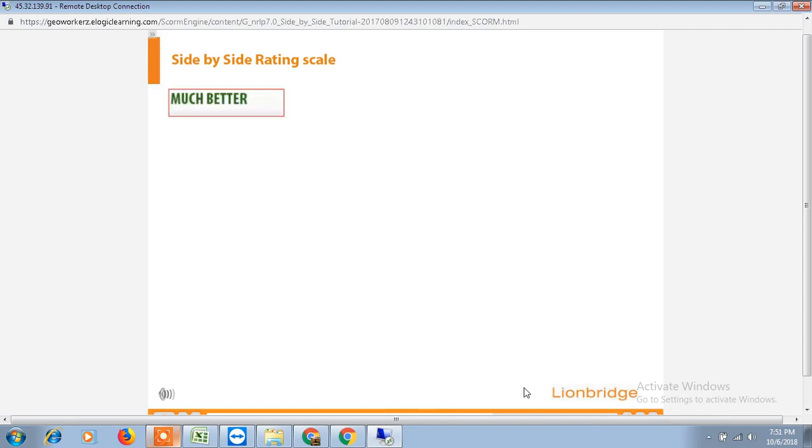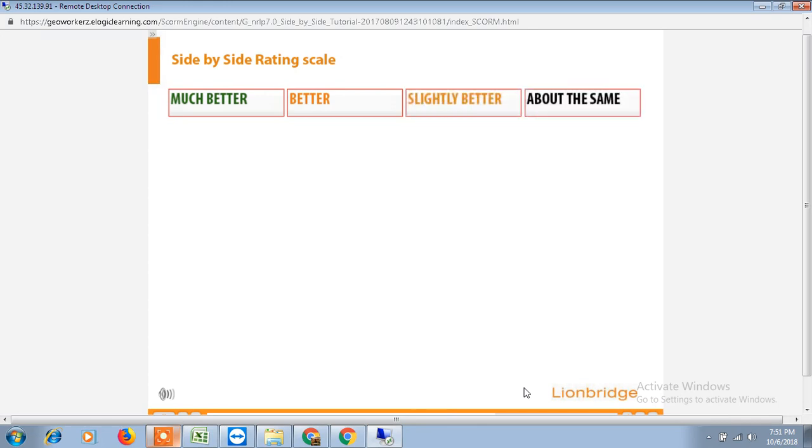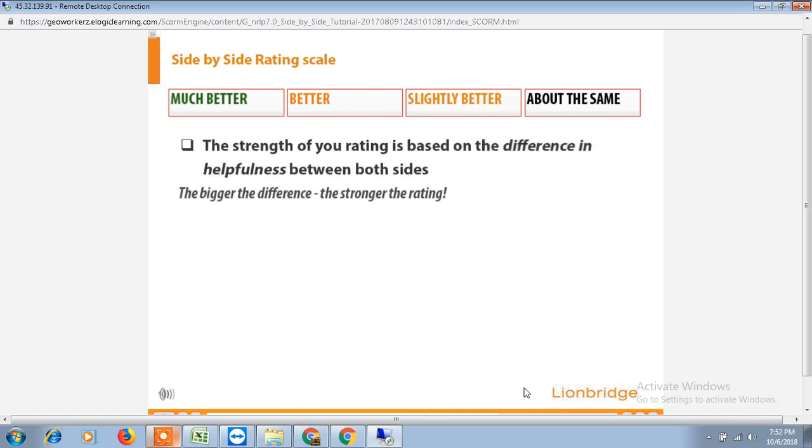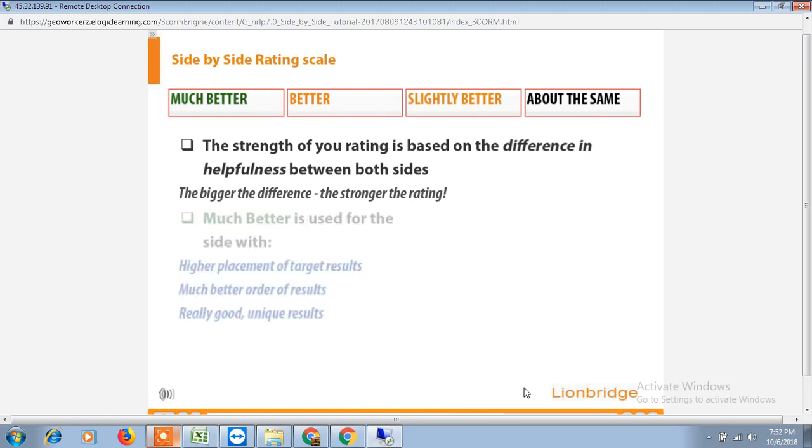For standard needs-met side-by-side rating, your rating choices will be much better, better, slightly better, or about the same for the two sets you are comparing. The strength of the rating depends on the difference in helpfulness between both sides. The bigger the difference for the user, the stronger the rating.